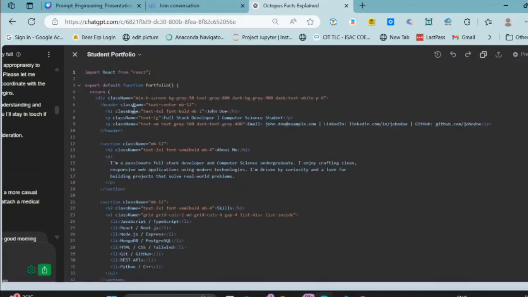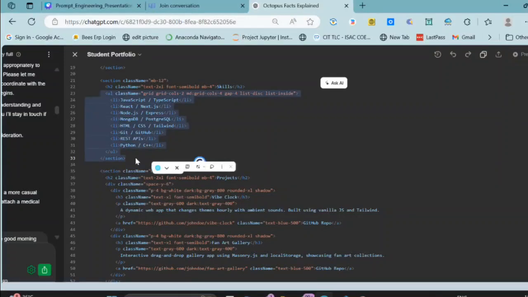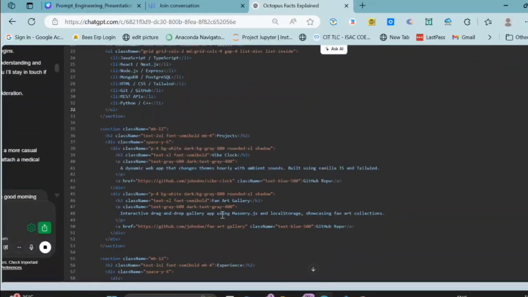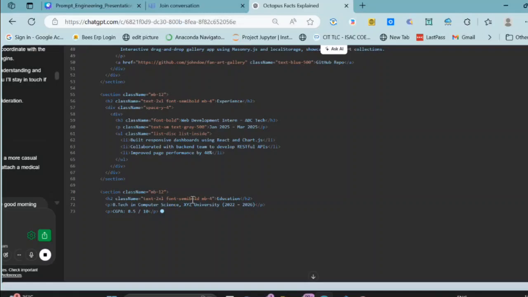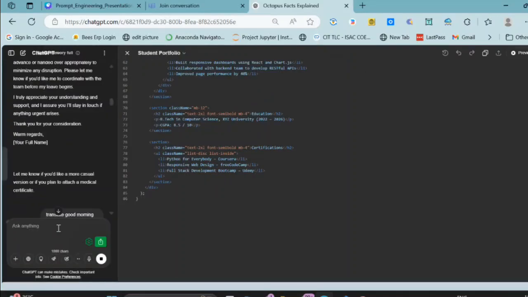Yeah. It contains a header, nothing but name, headline, email, and everything. A simple introduction in a paragraph. So skills, projects, and everything. Experience, education. It covers everything. We just mentioned act as a full stack developer. Okay, act as a full stack developer. This is role prompting.